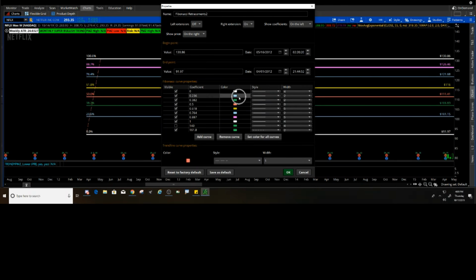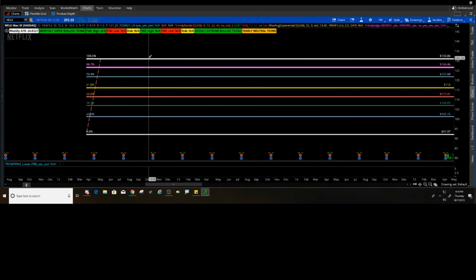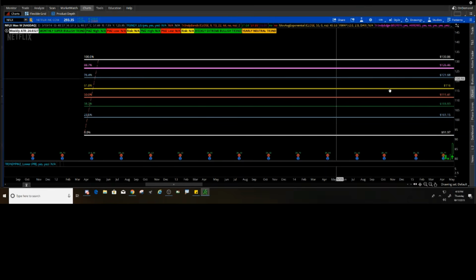You can see here I have light blue for 23.6, green for 38.2, red for 0.5 because we call this the bell curve or the indecision area, or this is where price will typically just kind of go sideways. So that's why I just have it on red. This one is gold for the golden Fibonacci level of 618, blue for the 0.764, and pink for the 88.7. Let's go ahead and get out of here. Once you are finished there, you will see this on your screen.